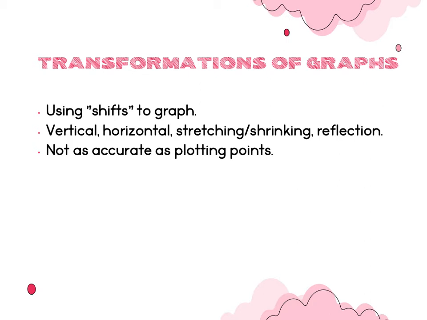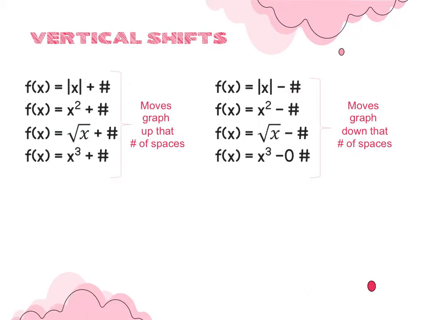Keep in mind that when we apply these rules for shifts, they wouldn't be as accurate as if we were to do a function table, plug in a bunch of x values, and evaluate it that way. But the 3 main points that we're going to get from the parent, those points should be accurate. So the next slide has the rules for the vertical shifts. Again, a vertical shift is a movement up and down.